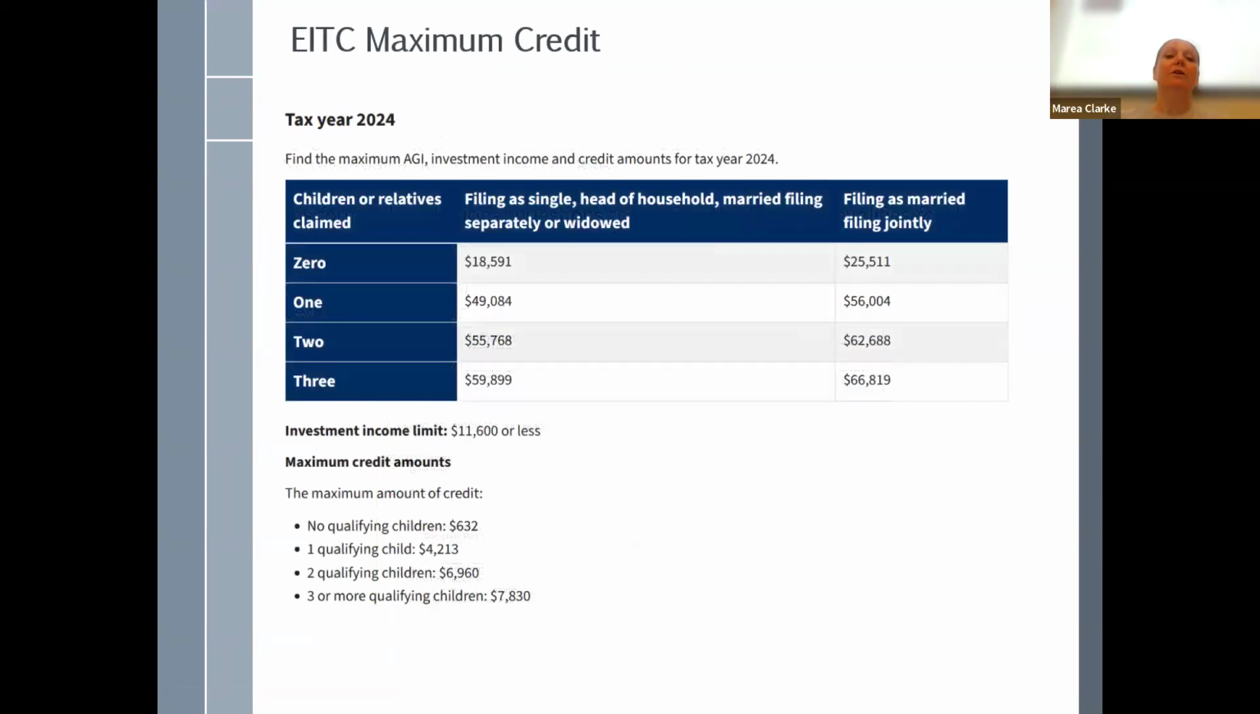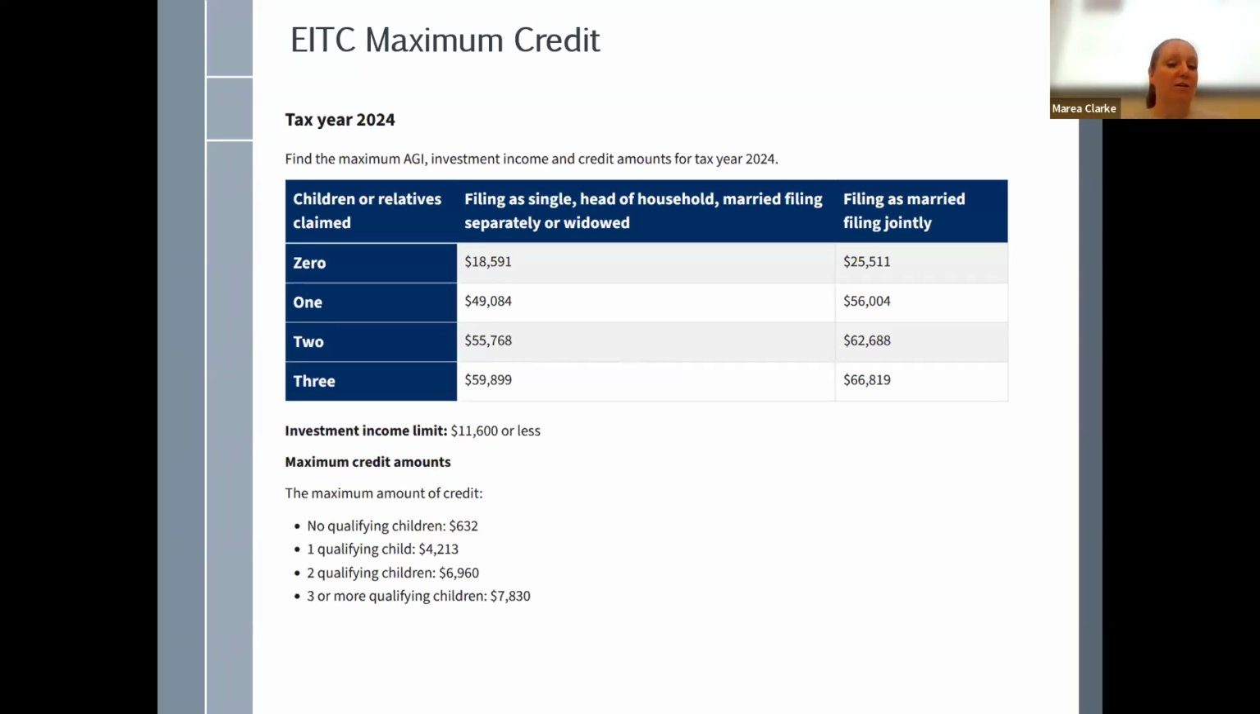All right, the credit. So based on the number of children and what your filing status is, there's an income limit for how much you can earn and a credit maximum amount that you can receive. So if you have no children and you're single, the maximum you can earn is $18,591, but you would potentially get an additional refund or credit of $632.